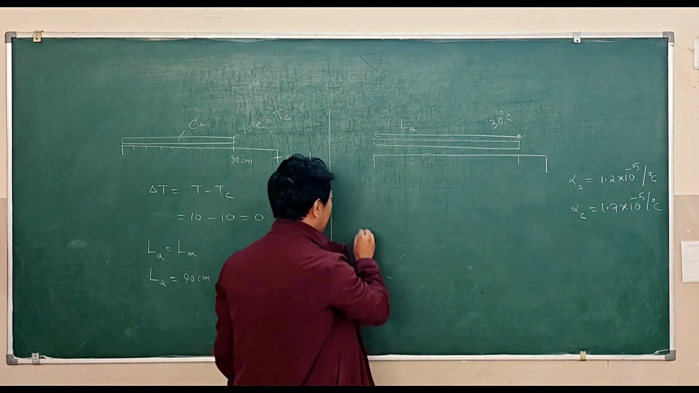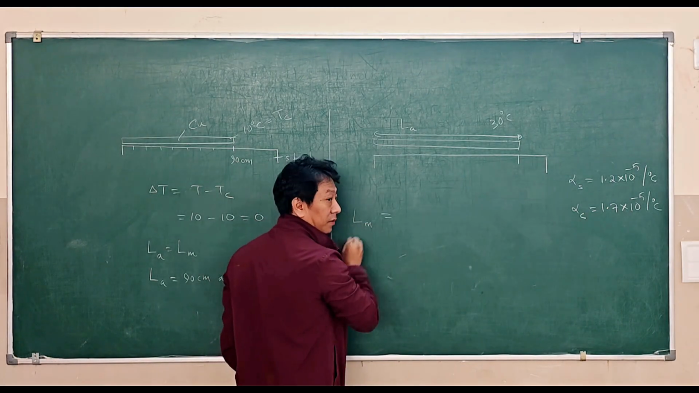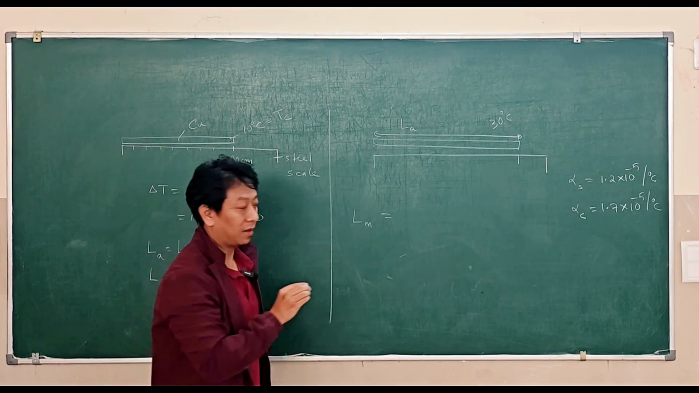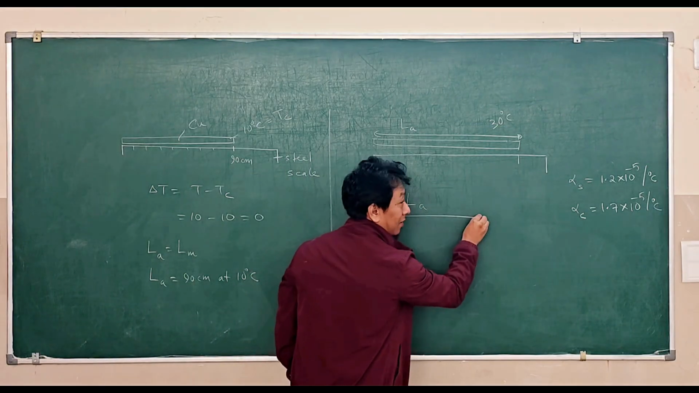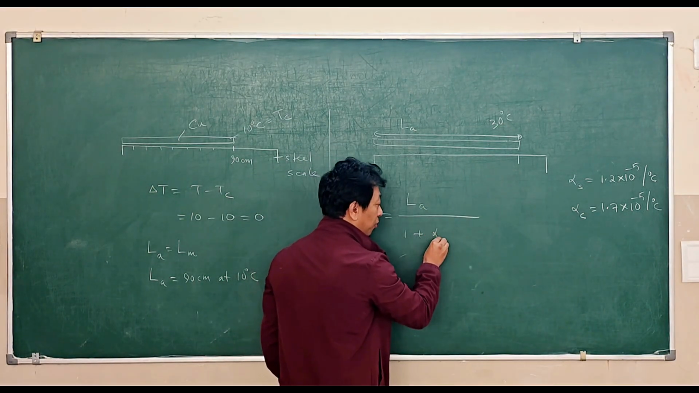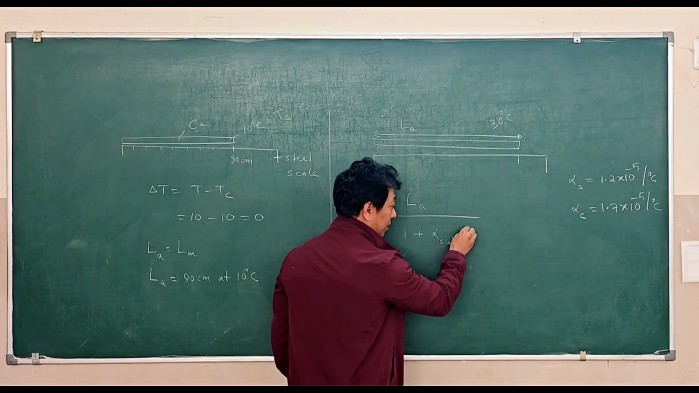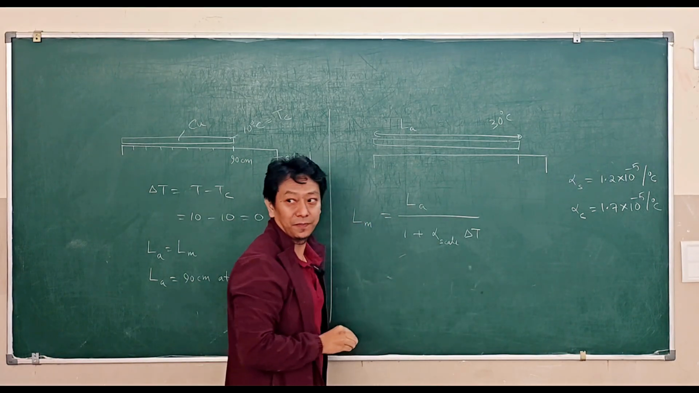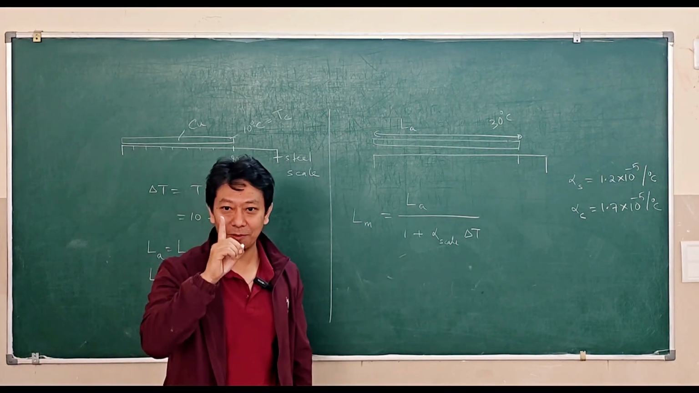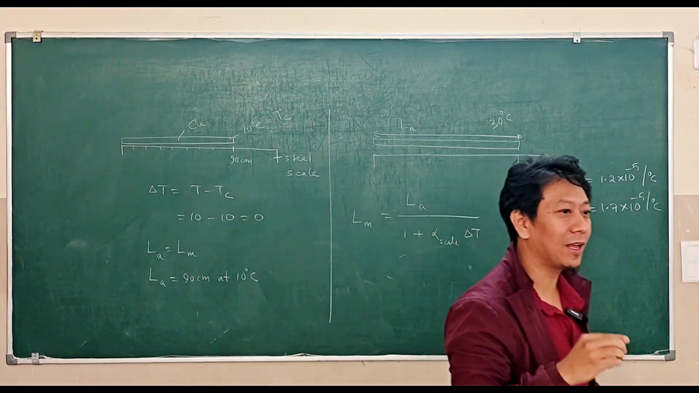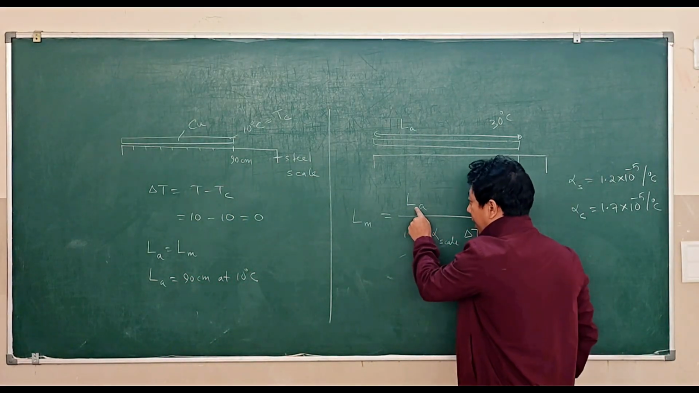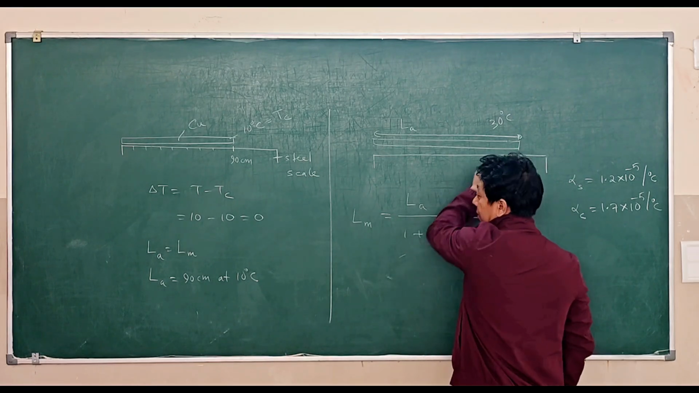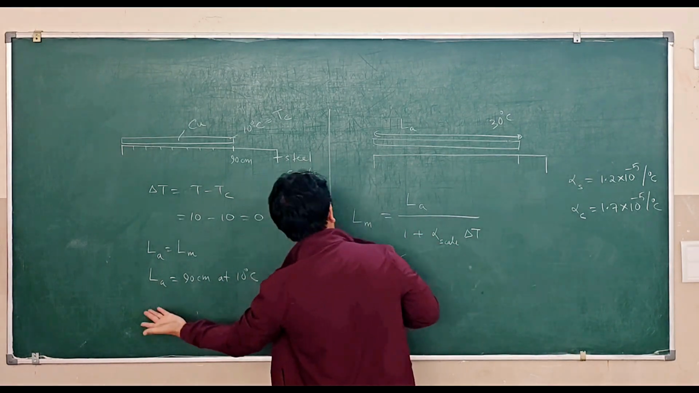What is the formula? L measured is L A by 1 plus alpha of whose? Scale into delta T. Now comes the main question. You answer this correctly, I will be super happy. Is this L actual? Yes sir, LA.